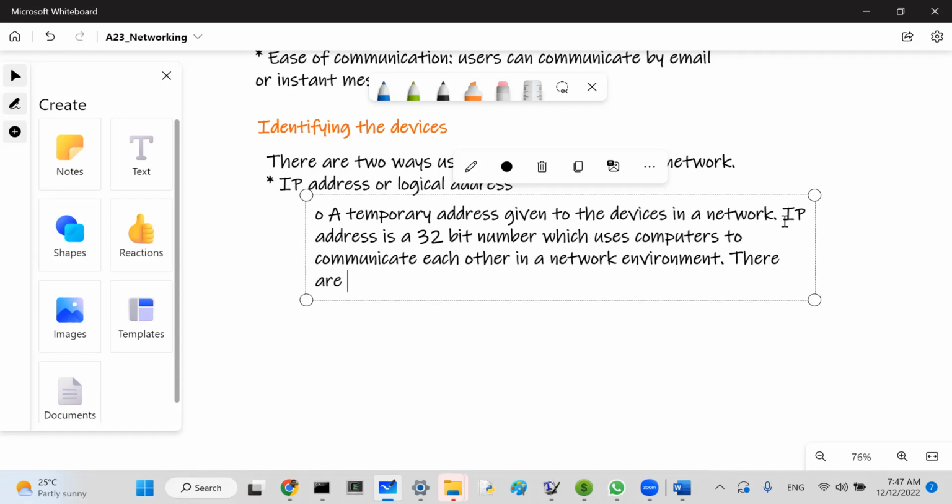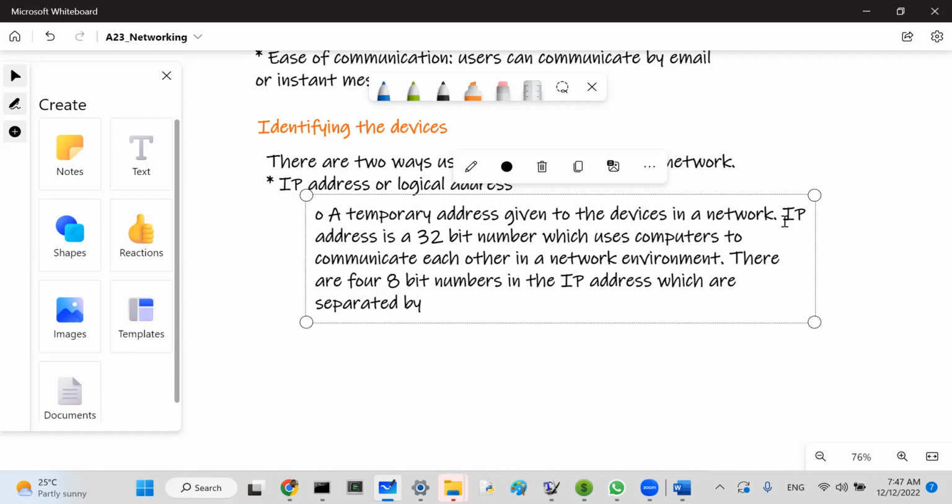There are 4 8-bit numbers in the IP address, which you have already seen, separated by dots. For example, one possibility is 108.177.97.105. You see, there are 4 numbers separated by dots, and each number goes from 0 to 255. Right?